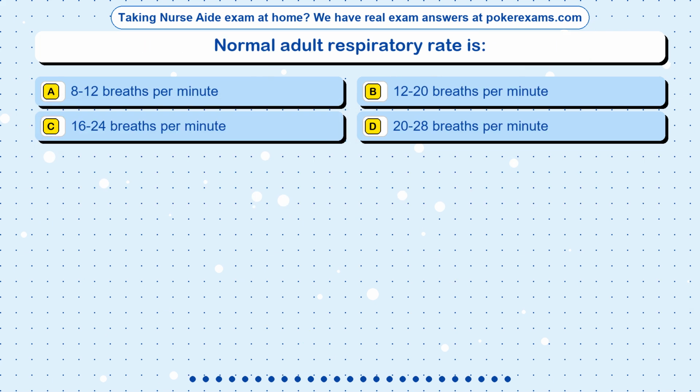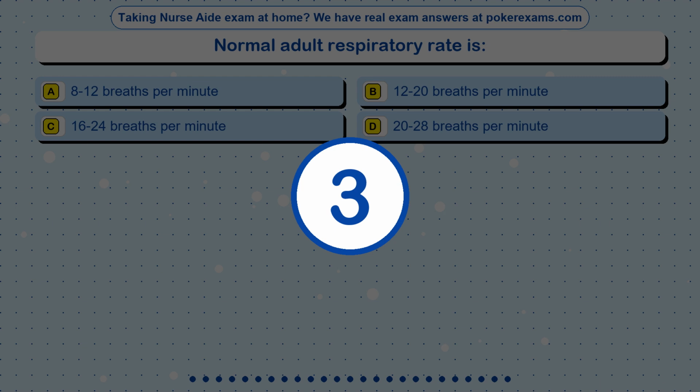Question 13. Normal adult respiratory rate is: Option A. 8 to 12 breaths per minute. Option B. 12 to 20 breaths per minute. Option C. 16 to 24 breaths per minute. Option D. 20 to 28 breaths per minute.